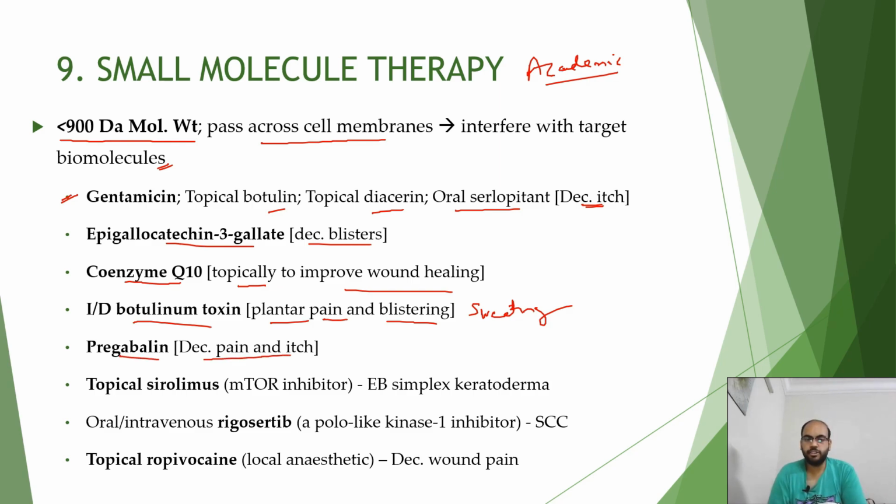Pregabalin decreases pain and itch. Topical sirolimus, which is an mTOR inhibitor, has been used to manage EB simplex associated keratoderma. Oral or IV rigosertib, a polo-like kinase 1 inhibitor, has been used to manage SCC. I have no clue about this. Maybe I'll read further and explain, but trust me, this is going too far. Everything you need to know to manage a case of EB is in this video before this, okay? Topical ropivacaine for decreasing the wound pain. Clear? So we won't spend much time on this slide.